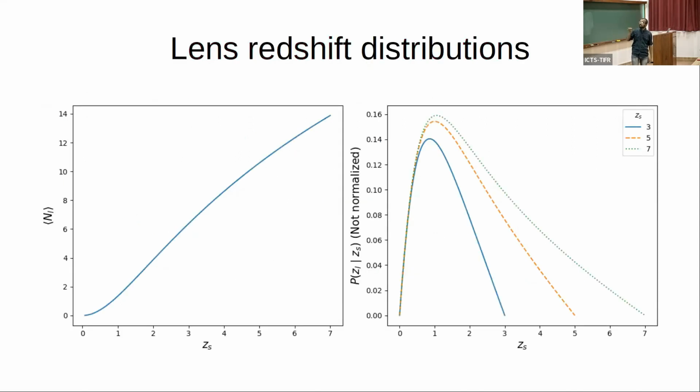This is what these look like. On the left-hand side is the number of lenses you would encounter as a function of source redshift. It can be pretty high, as you can see. And the probability of where they will occur for a given source redshift is given by this.